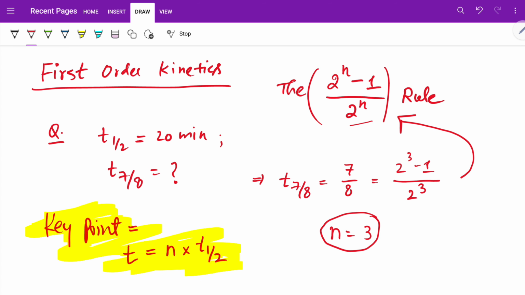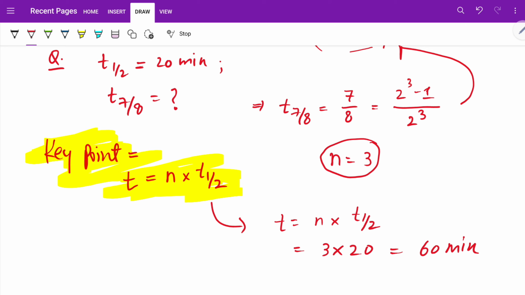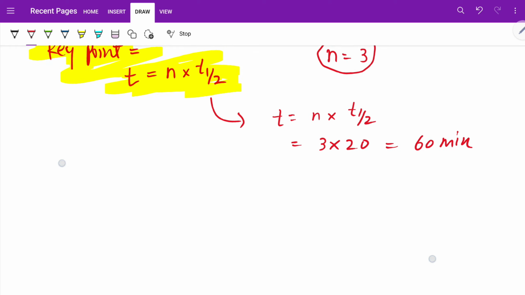Okay, now apply this. Since n is 3, I can calculate simply. T is equal to n into T half. The n value is 3, T half is given as 20, that means 60 minutes is the time required for 7/8 completion. Okay, so let us solve one more question.